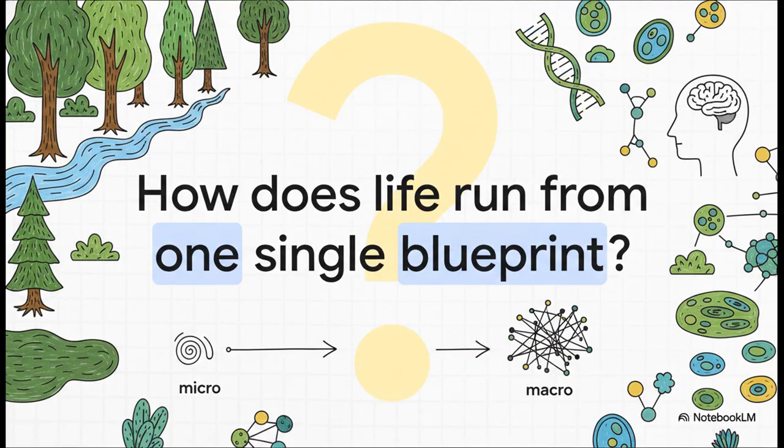So here's the big question that kind of blows my mind. How does this entire system, everything from a single tiny cell to a whole forest, run off of just one blueprint? How does that even work? That's the puzzle we're piecing together today, starting super small and then zooming all the way out.